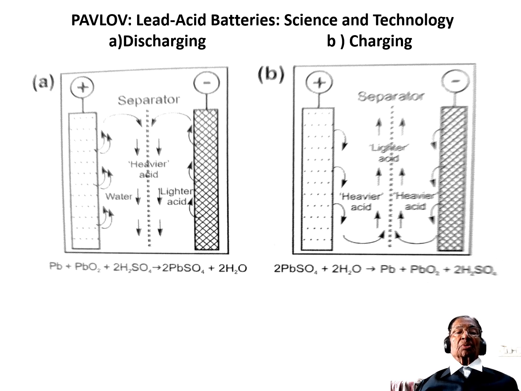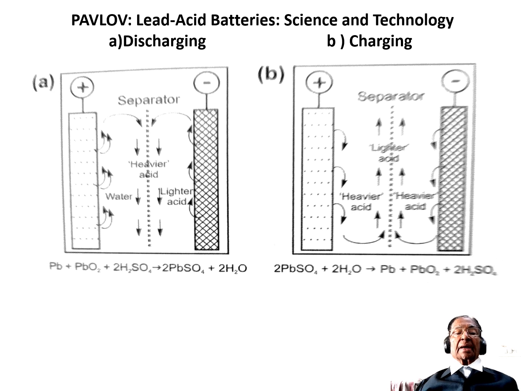Now, this is from Pavlov's book, his magnum opus, The Lead Acid Battery: Science and Technology. The first picture shows the discharge, the second one shows the charging. Now, you see the discharge curve. On the positive electrode, during discharge, water comes out. Two molecules of water come for every molecule of PbO2, lead peroxide. So it dilutes the acid near the area.